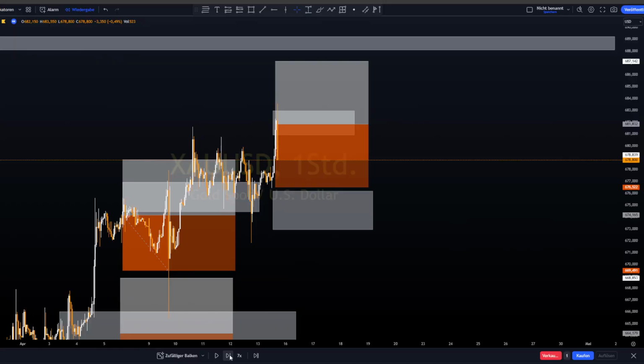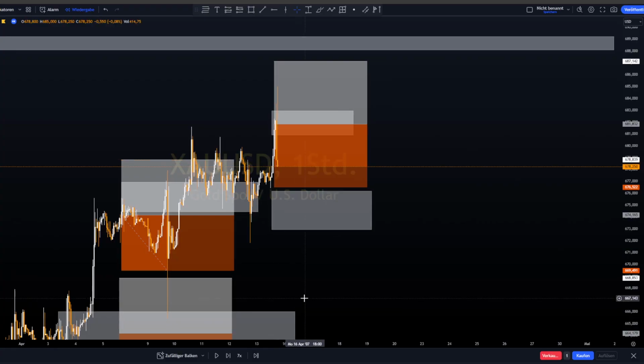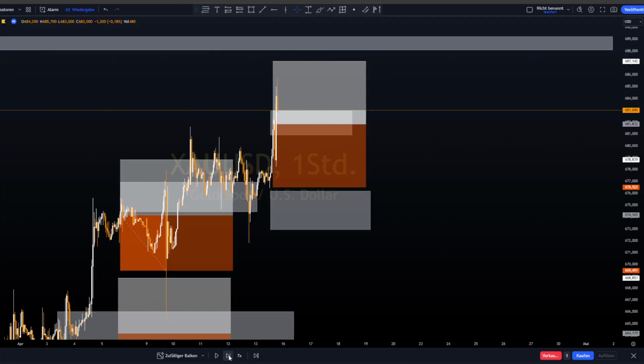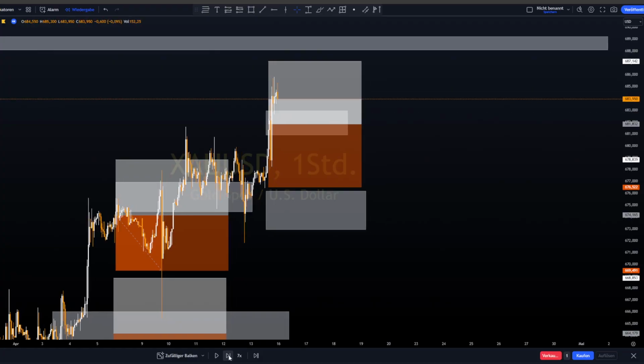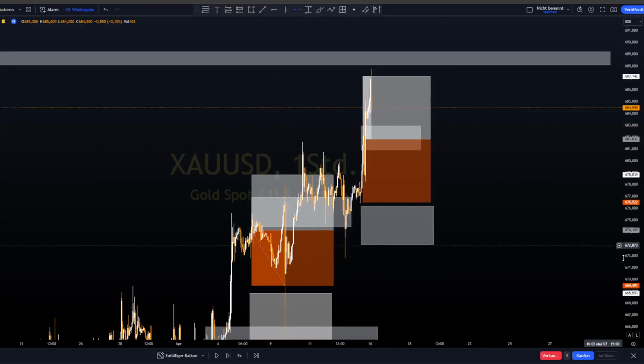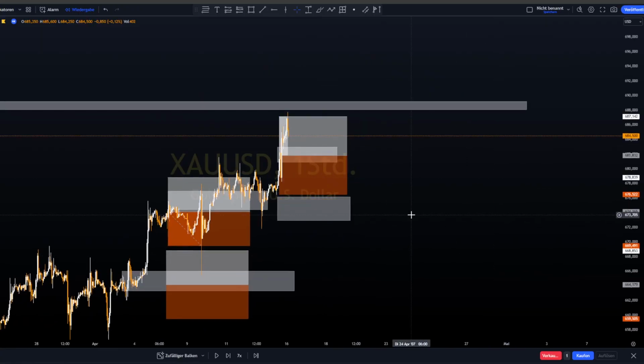Boom. Big reversal candle. Big reversal candle again. And this should be the TP hit. Boom. Clean TP hit. The difference between passive and aggressive entries.